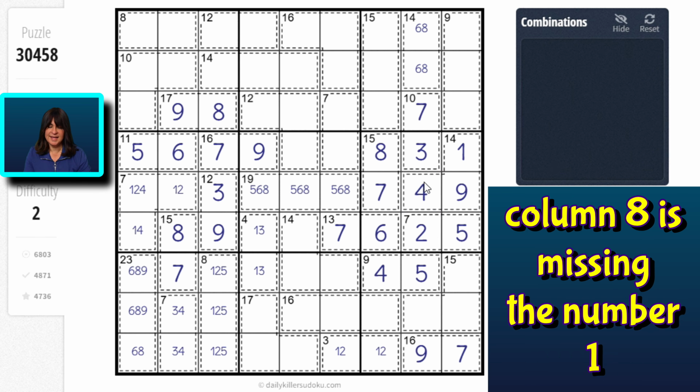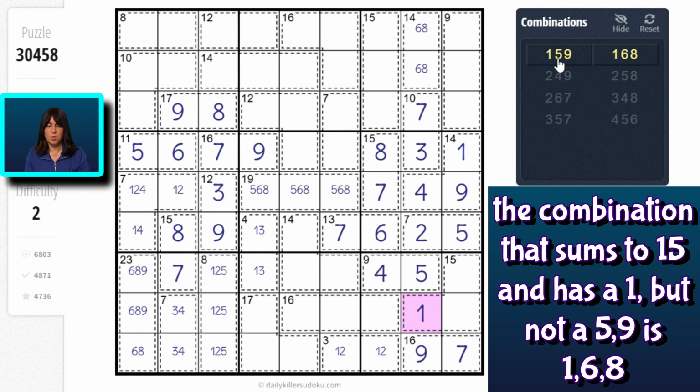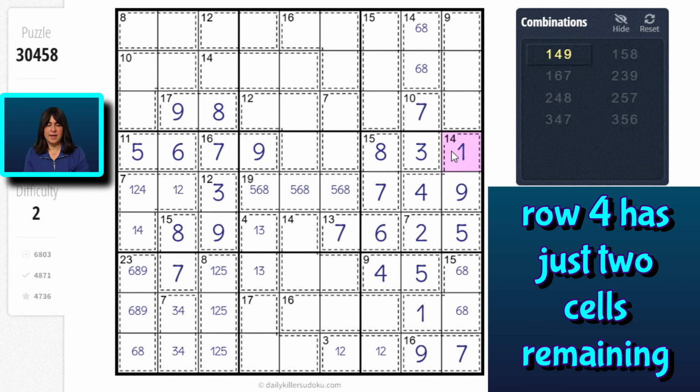And now column 8 has just one number missing. These are 6, 8, so what's missing is the 1, and that means the only combination that adds up to 15 and includes a 1. Well, we already have a 5, 9 in the block, so it has to be a 1, 6, 8 combination. And since this is the 1, these two cells are the 6 and the 8. And here in this row, row 4, there are just 2 cells remaining. And what's missing? The 2 and the 4. So let's fill that in.